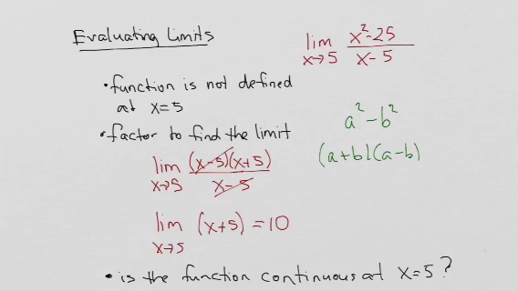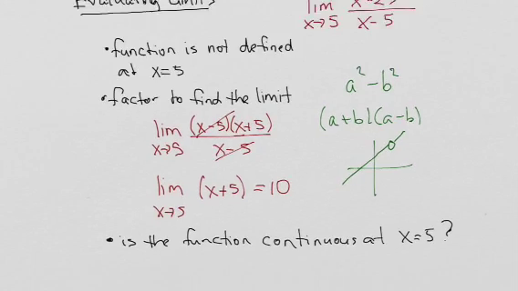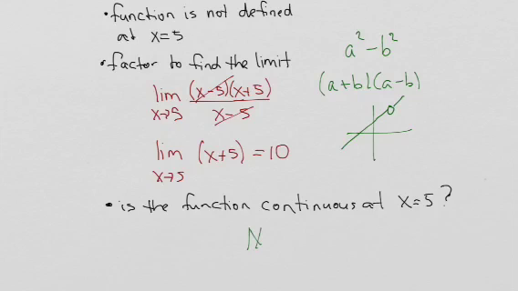If you were to graph this, you would find a line with a slope of 1, and what's going to happen at 5 is that there's going to be a hole. It's undefined at that spot because of the hole. That's what the graph would look like. So when it asks, is the function continuous at x equals 5, the answer is simply no. It is not continuous at that spot. There is a hole in the graph.